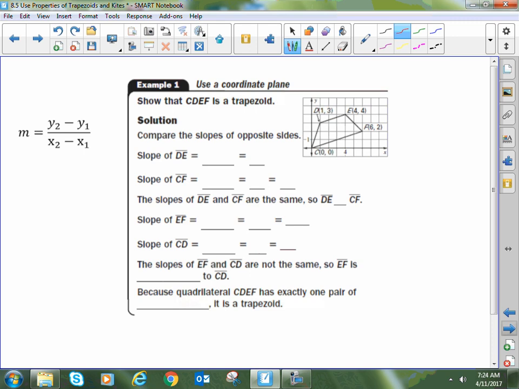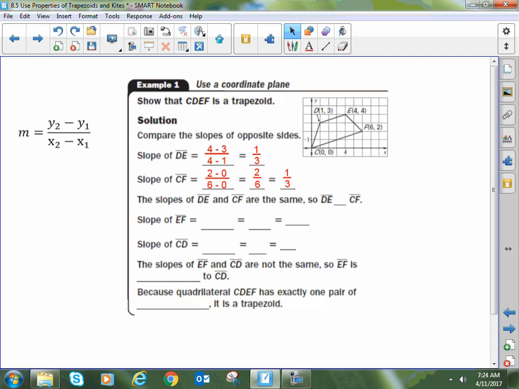So what we're going to look at is the slopes of the opposite sides and see what we wind up getting. Well, hopefully you remember your slope formula, y2 minus y1 over x2 minus x1. And when we plug in the numbers for the slopes of DE and CF, we do see that they both have a slope of 1/3.